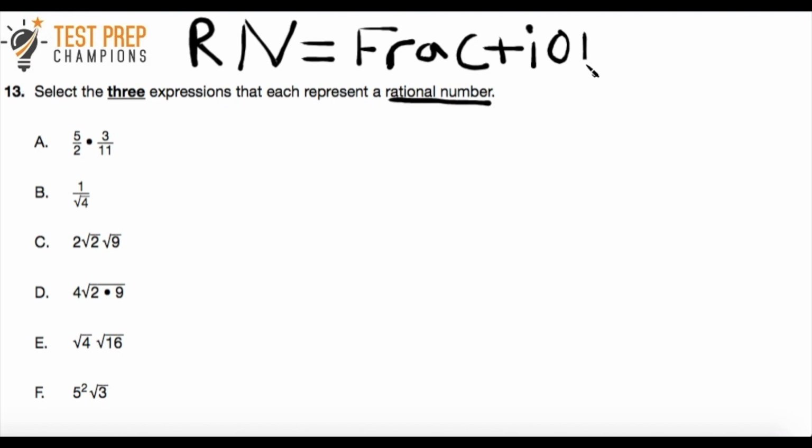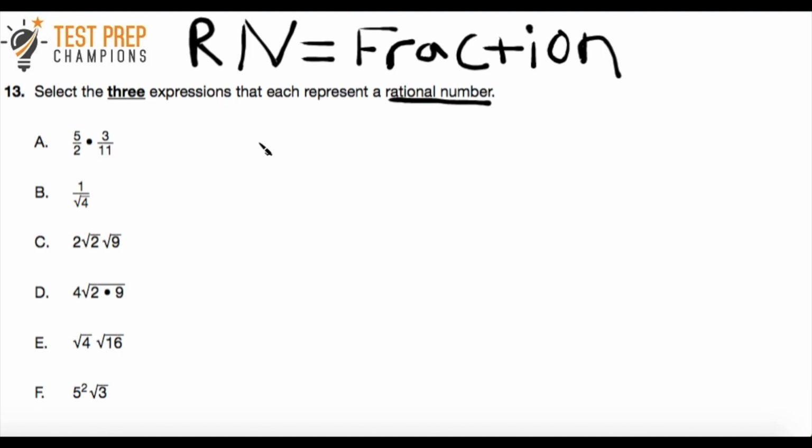Now, don't worry if you didn't know what a rational number was up until right now, because you've got to learn somehow. It's a good thing that you're learning it. Don't be hard on yourself if you didn't know that. Now you know. We also have to keep in mind that certain square root values give us rational numbers, and certain square root values will not.